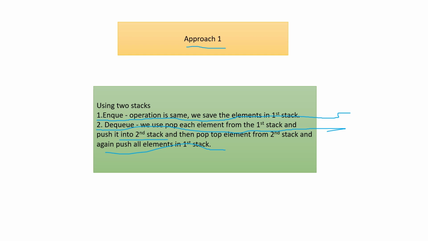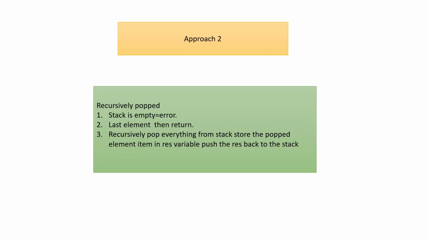Let's move forward to the second approach. Here we are using a recursive pop. In the second approach, we check if our stack is empty or not. If the stack is empty, then we simply return -1. We are talking about the dequeue operation. We are not talking about the enqueue because the enqueue operation is so easy and similar. We just push the element in the stack, and in this approach too, we just use one stack.